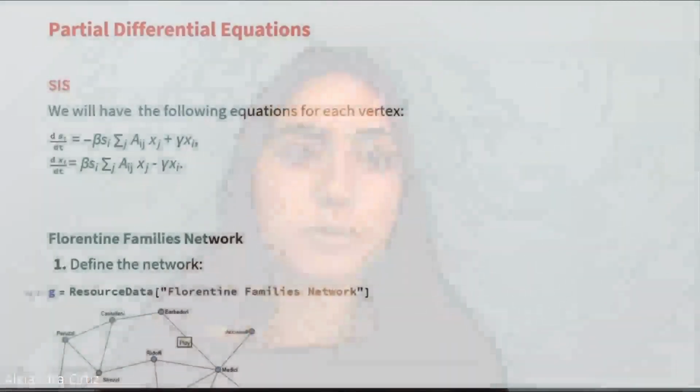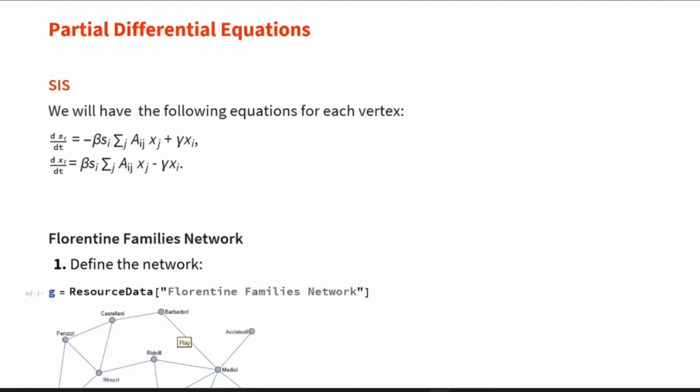Well, now for the SIS epidemic model on a network, the equation will also be adapted into a vector format, and the infected individuals will be represented by this term. So we'll have the following equation for each vertex.